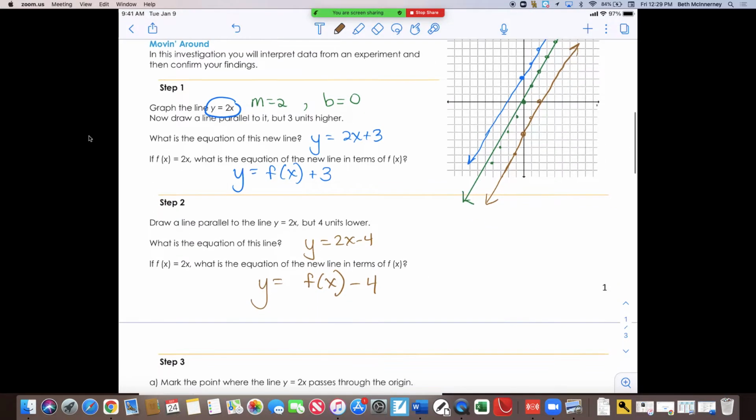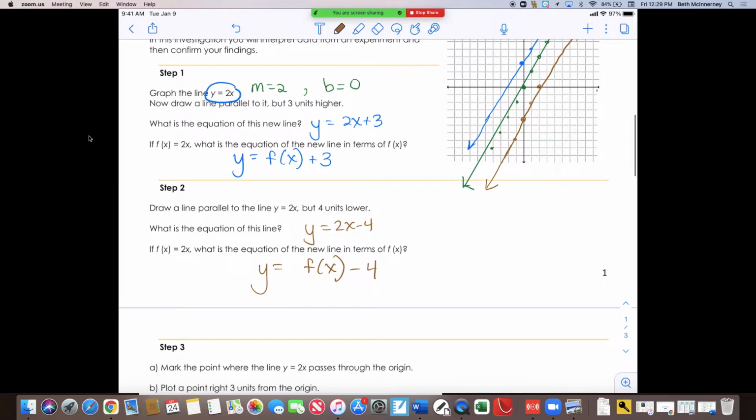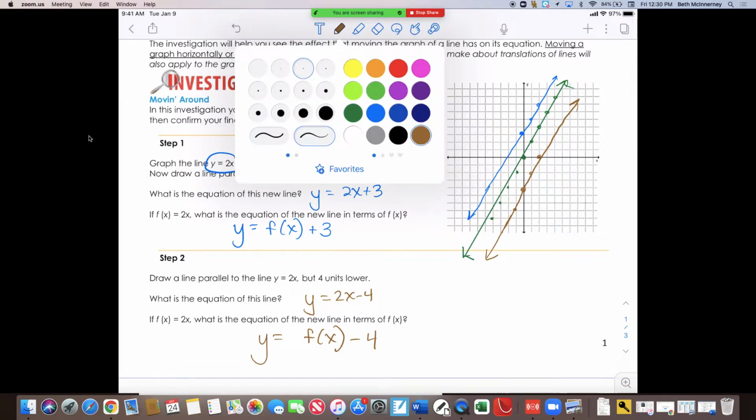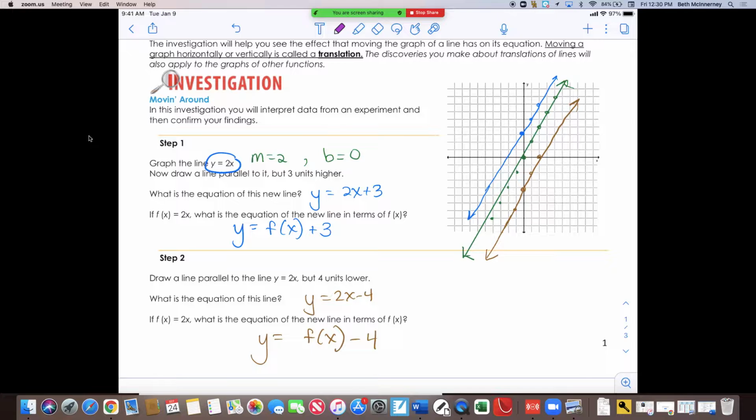All right, now step 3. We're doing this still on the same graph. We're still on the investigation. Mark a point where the graph is at the origin, right? And then now we want to move one that's 3 to the right. So I'm going to pick a new color. 1, 2, 3 to the right, but then it's going to have the same slope.